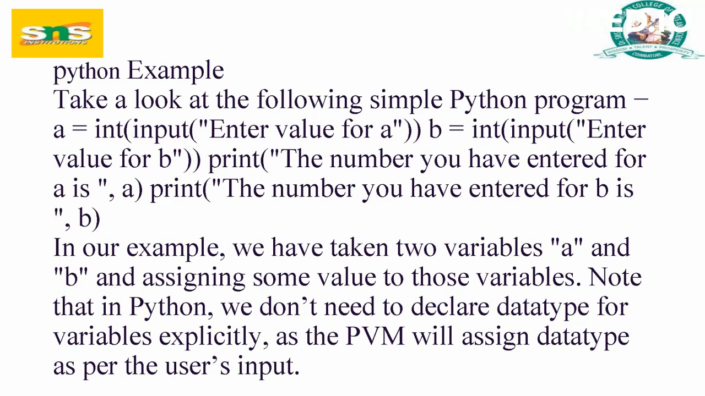So we have to take two variables. Variable means stored values. These are two variables, A and B, and we are assigning some values to those variables. Note that in Python we don't need to declare a data type for variables explicitly. Compared with C and C++, Python doesn't need to declare a data type, as the PVM will assign the data type as per the user input.